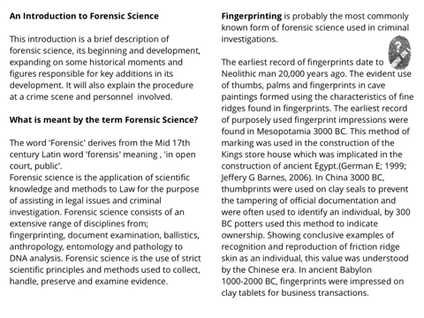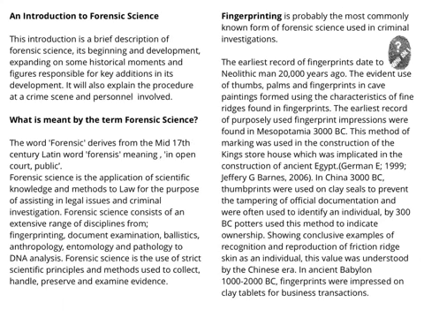Fingerprinting is probably the most commonly known form of forensic science used in criminal investigations. The earliest recorded fingerprints date to Neolithic man 20,000 years ago. The evident use of thumbs, palms and fingerprints in cave paintings formed using the characteristics of fine ridges found in fingerprints. The earliest record of purposely used fingerprint impressions were found in Mesopotamia 3000 BC. This method of marking was used in the construction of the king's storehouse, which was implicated in the construction of ancient Egypt.